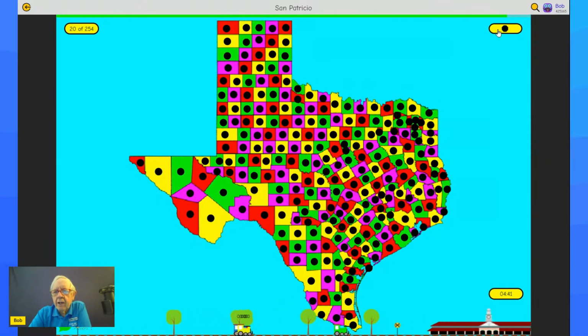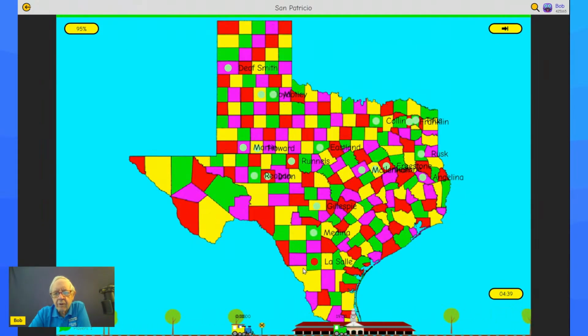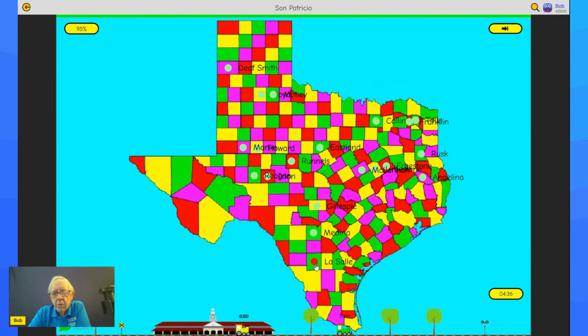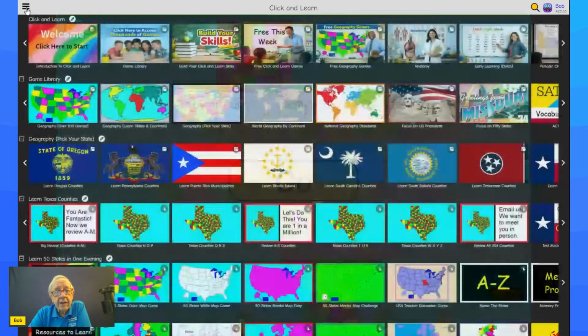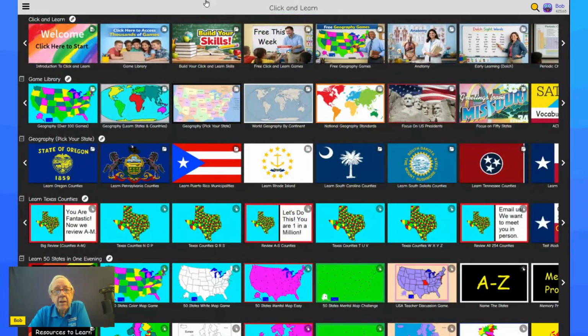And I'm going to show you, I got one of them wrong a minute ago, and it's going to show you that I got LaSalle wrong. When it asked for LaSalle, I clicked the one up by San Saba. So I only got 95%. I could click the go button and try again, or I can click the exit button up at the top left corner.